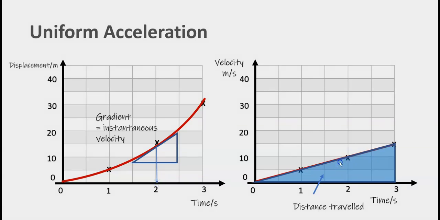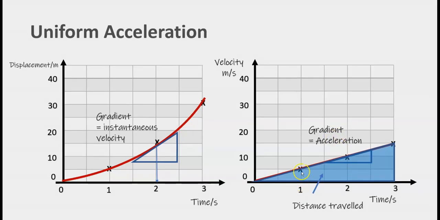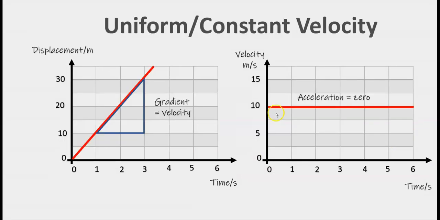Now, the gradient of the velocity time graph will give us the acceleration of the object. So when an object is increasing its speed at a constant rate, the acceleration is constant, and that's why the graph is a straight line. If the object is not accelerating, that is in the case of uniform velocity, then the acceleration is zero. So the line is horizontal and the gradient of a horizontal line is zero.